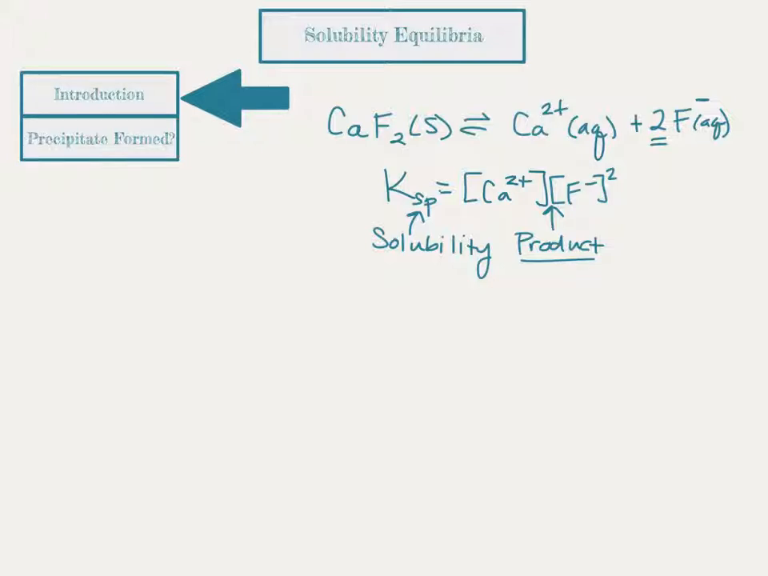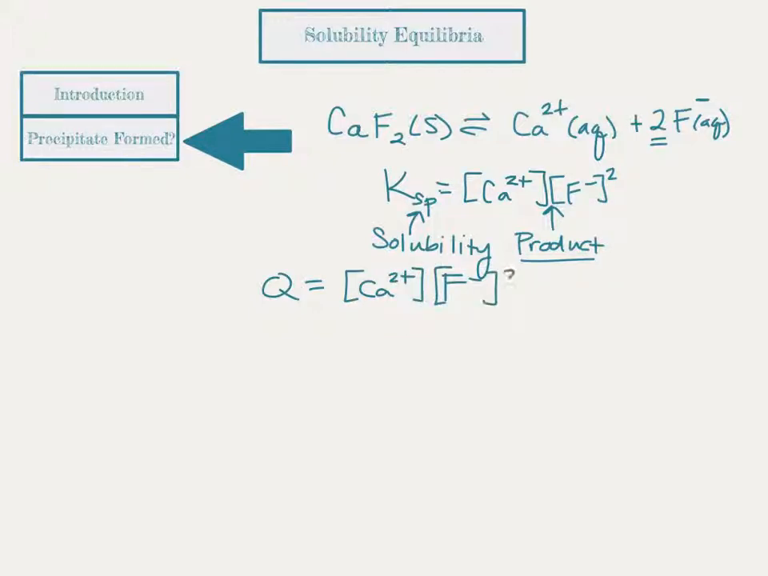One of the most common questions that we'll encounter for solubility equilibria is whether or not a precipitate will form. Just like reaction quotient problems in our previous chapters, we're going to need to compare the Q versus K. In this scenario, the Q would also be equal to the calcium concentration times the fluoride concentration squared, except that these concentrations are at initial conditions, or in the I part of a RICE table.